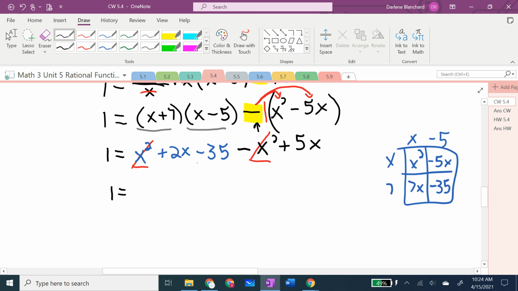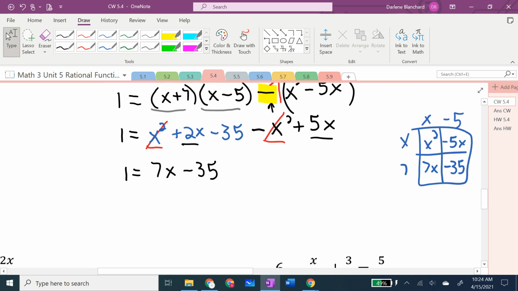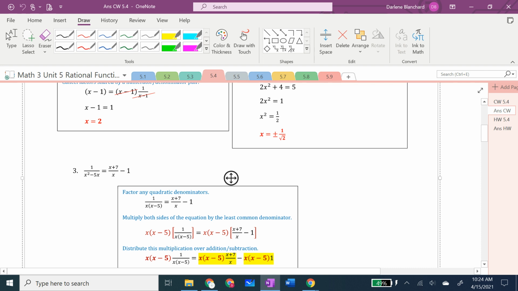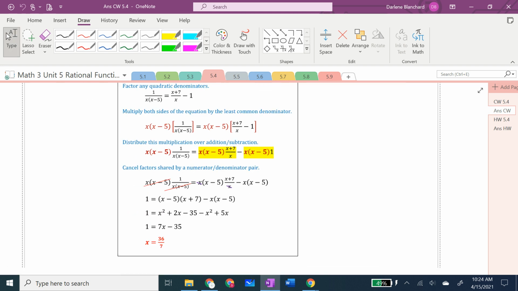Then add those like terms, and you're almost done. Add 35 to get 36, and then divide by 7. And I didn't make any mistakes there, did I? I should double check.